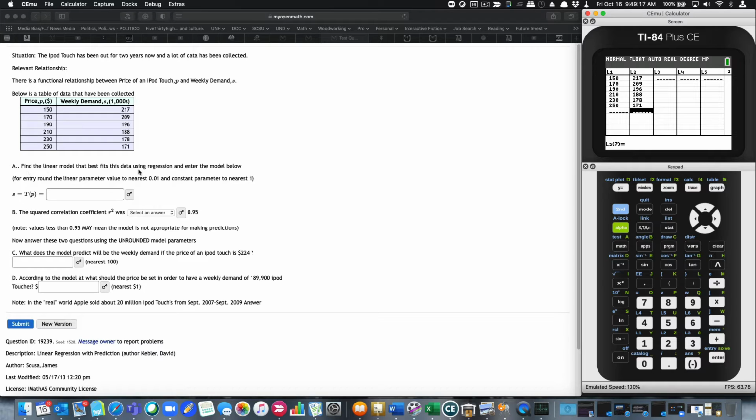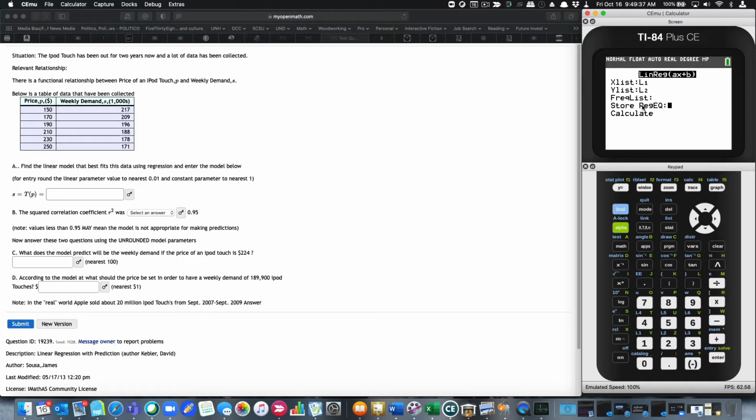And so I want to find the linear model that best fits using regression and enter the model below. So I'm going to go to Stat, Calc, and go to Linear Regression. Okay, and hit Enter. My X's are in list 1, my Y's are in list 2. So that's all good, nothing to change.